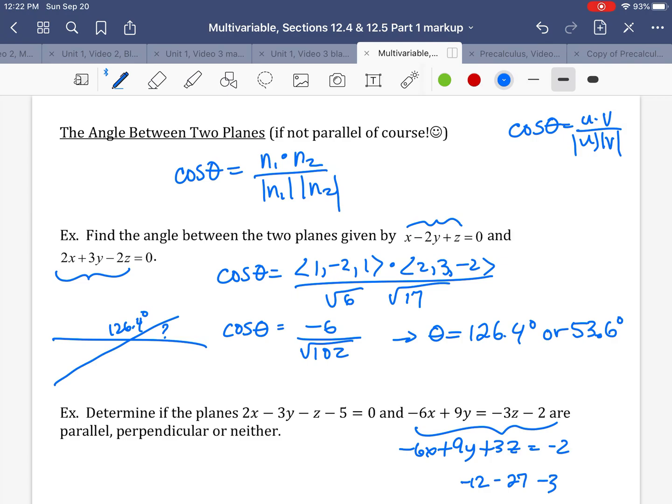All right, let's check out the normal vectors. I got 2, negative 3, negative 1. And then I have negative 6, 9, and 3. I think I see a multiplication by negative 3, right? So this times negative 3 equals that. So parallel.